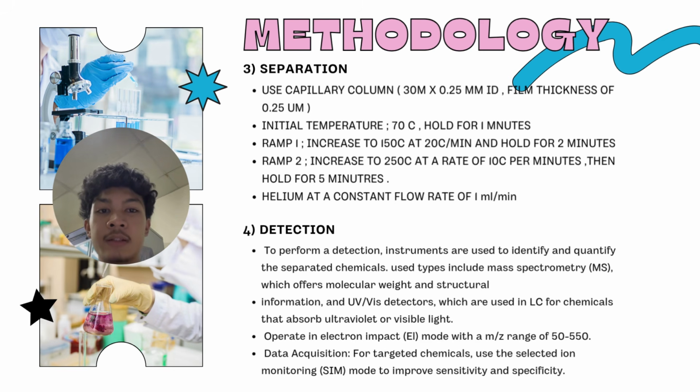Fourth, detection. Detection was performed using instruments like mass spectrometry (MS) and UV-Vis detector. We used electron impact (EI) mode with a mass to charge (m/z) range of 50 to 550. For more accurate detection of specific chemicals, selected ion monitoring (SIM) mode was used.